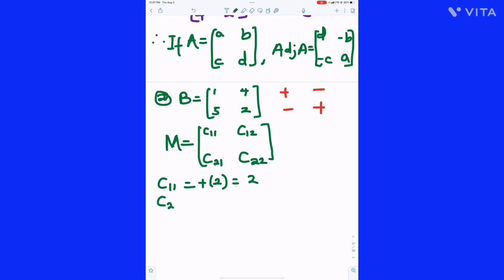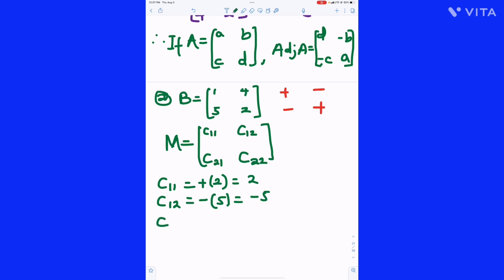Let's find the cofactor of the element in the first row, second column. That's the cofactor of 4. All I need to do is simple. Cross 4. What do I have left? 5. 5 should take a negative sign. So the cofactor of 4 is minus times 5.